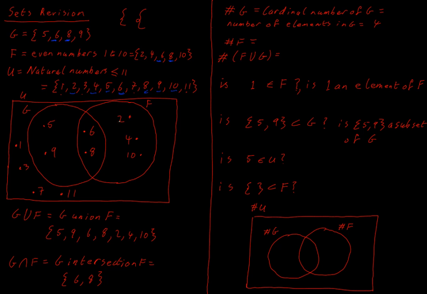Cardinal number of F. 1, 2, 3, 4, 5. Cardinal number of F union G. Well, we got F union G. There's 1, 2, 3, 4, 5, 6, 7. There's 7 elements in that. And we could also get that by going 1, 2, 3, 4, 5, 6, 7. All of the elements that are in F or G.